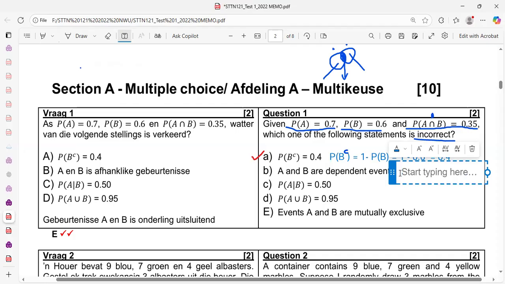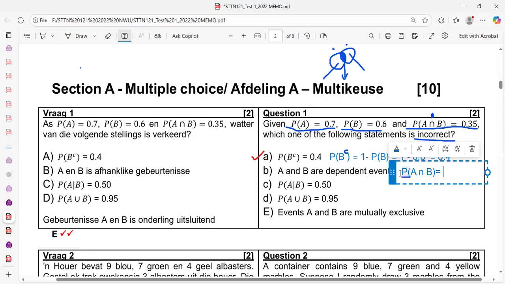Interesting question. Okay, guys, this is how we prove that events A and B are dependent. I'm going to write it there. So if you check the probability of A and B, this is how we prove that events A and B are dependent events. The probability of A and B in this case we are already given, which is 0.35.